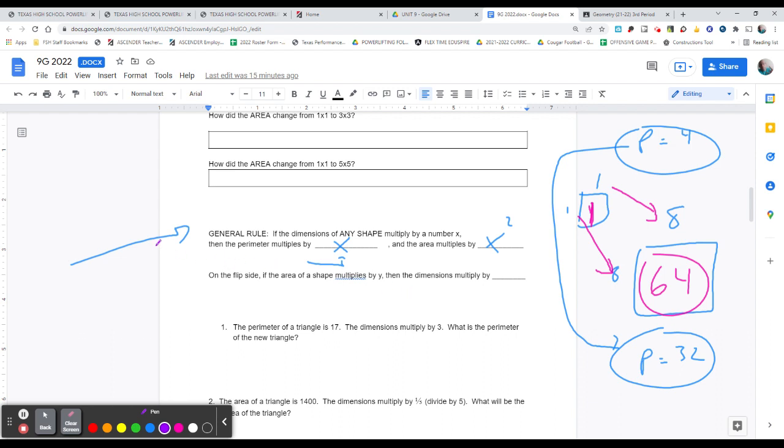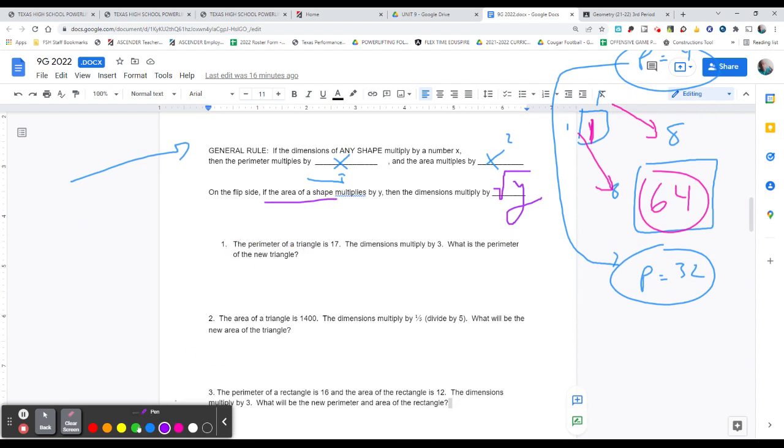All right. Now, on the flip side, if the area of a shape multiplies by something, the dimensions are going to multiply by the square root of that. So this is saying the same thing. It's just, let me erase that and put that back up. So we know that whatever the dimensions multiply by, the area multiplies by that number squared. So if the area multiplies by a certain number, then we know the dimensions multiply by the square root of that number.